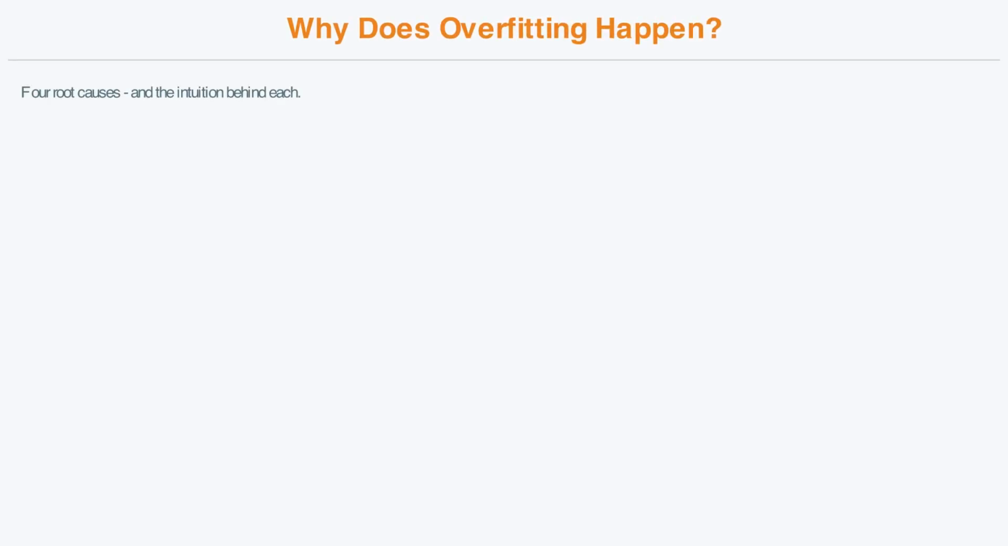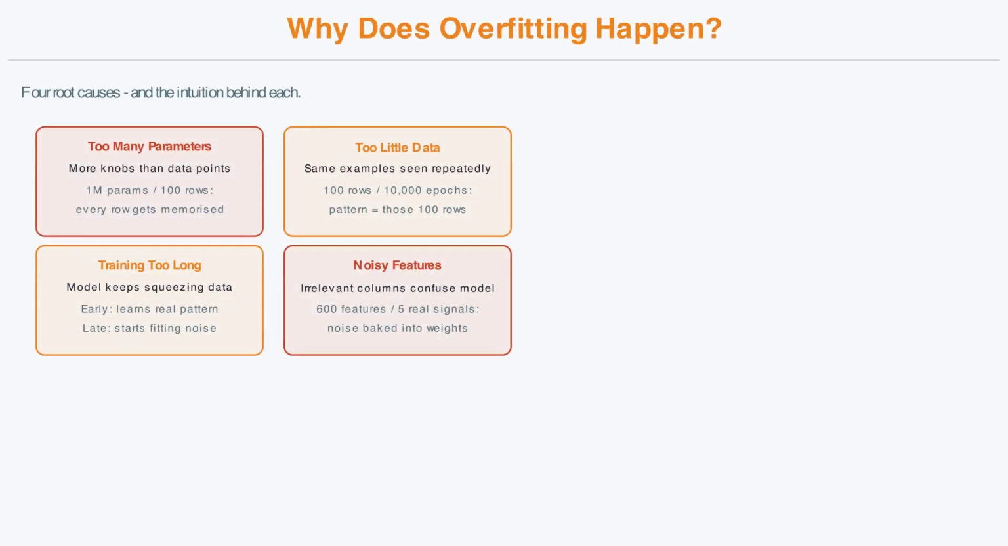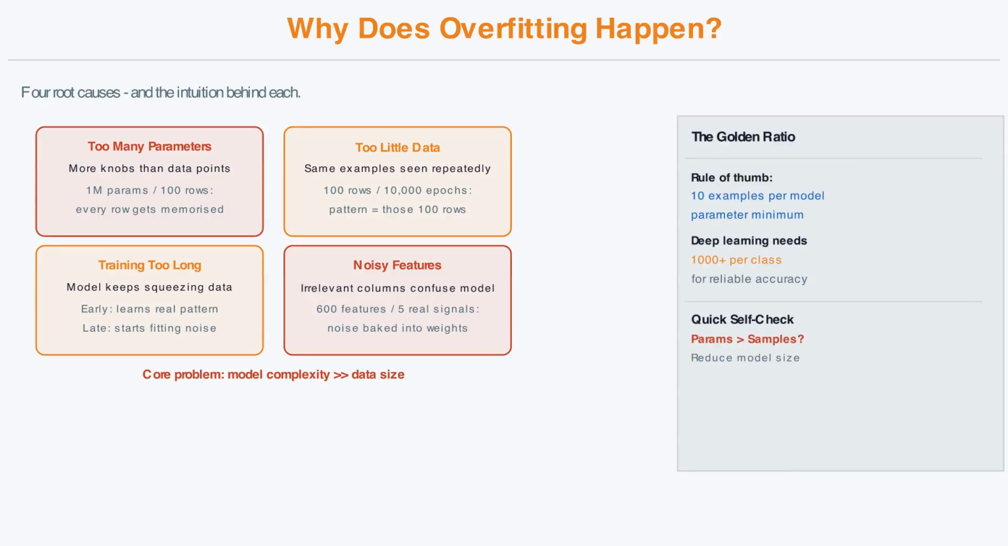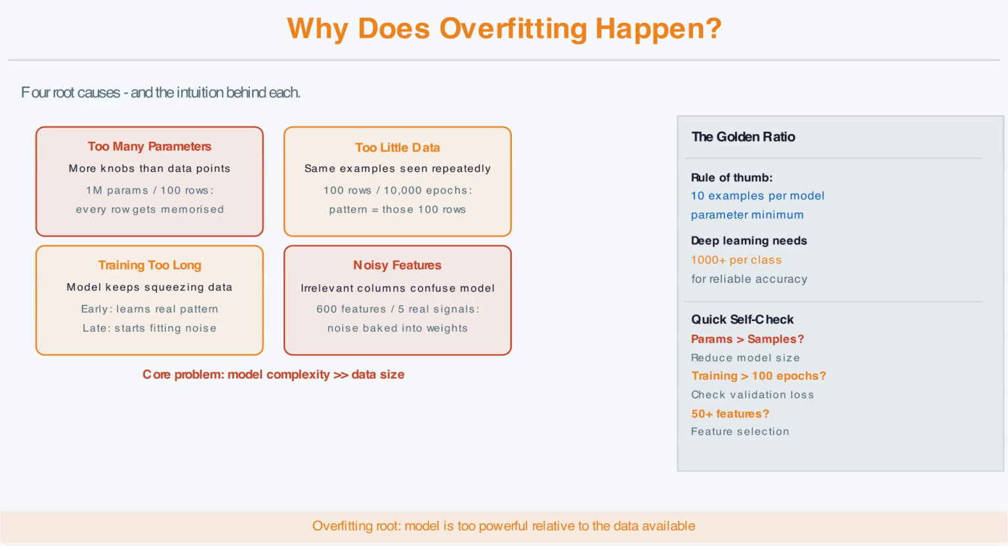Why does overfitting happen? There are 4 root causes. First, too many parameters. If your model has 1 million parameters and you are training on 100 rows of data, there are enough degrees of freedom to memorize every single example exactly. The model has more knobs than there are examples to constrain them. Second, too little data. If you train on 100 examples and run 1000 epochs, the model sees those same 100 examples 10,000 times. It has plenty of opportunity to memorize each one.